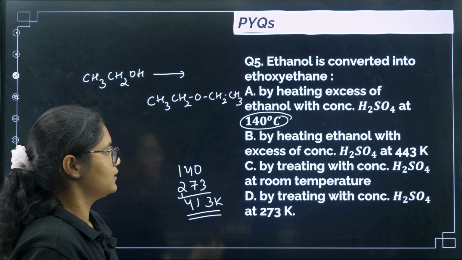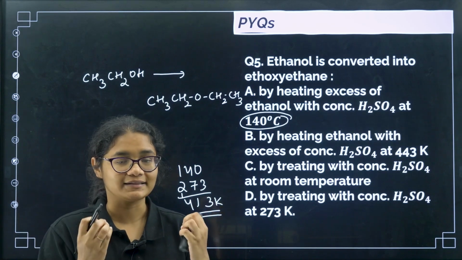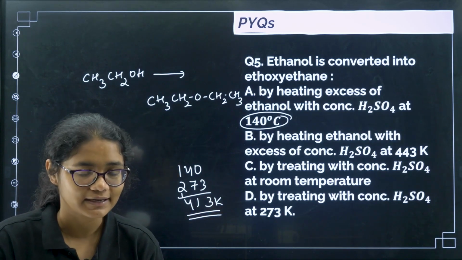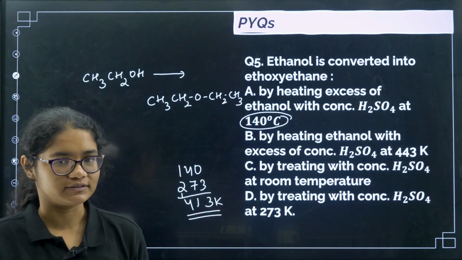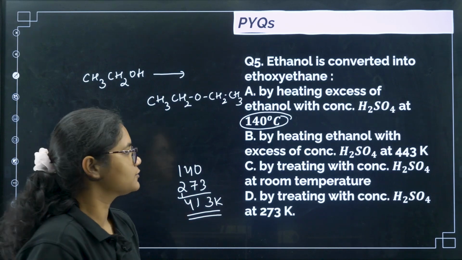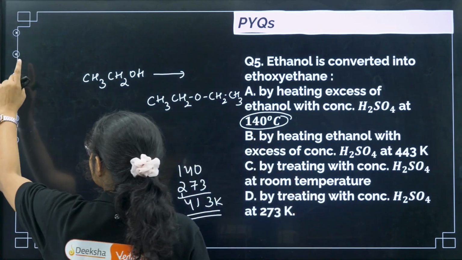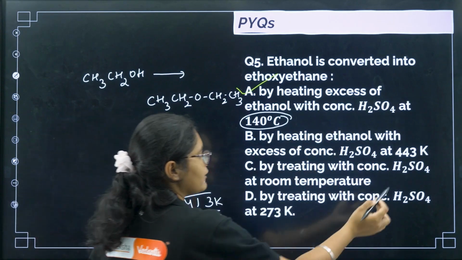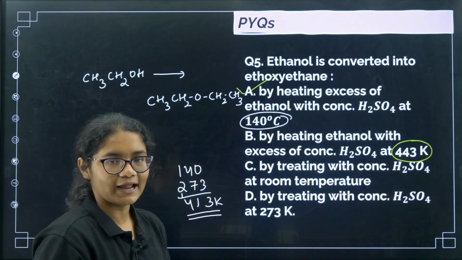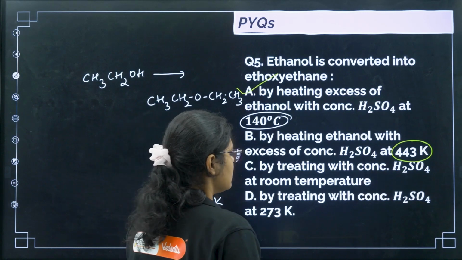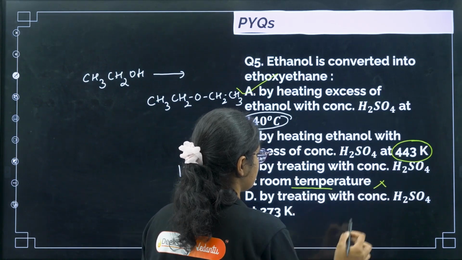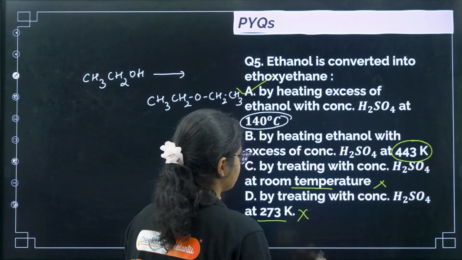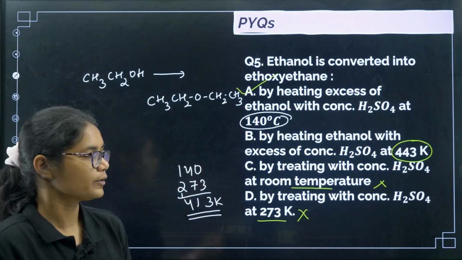So when we heat dehydration of alcohols in the acidic medium at 413 Kelvin, we used to get ethers, right? So yes, this is the correct answer. So this is the correct mechanism here, right? So if you heat at 443 Kelvin, what will happen? Dehydration will take place, we will get ethene. Now if you take room temperature, reaction will not happen. At 273 Kelvin also reaction will not happen, okay.